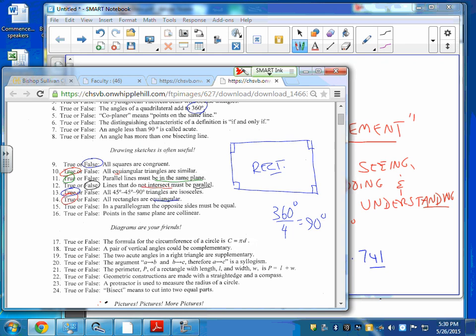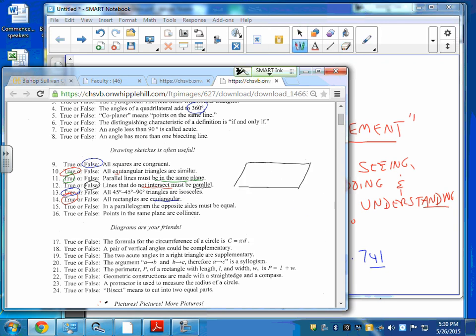In a parallelogram, the opposite sides must be equal. Let's draw a sketch of a parallelogram. Nothing special here. We want to make sure that opposite sides are parallel. We do that by indicating little lines. So now the question is, are opposite sides also equal in length? And the answer is yes. If you look at parallelograms, page 265, there's a number of different theorems about parallelograms. The definition says opposite sides are parallel. One of the theorems says that opposite sides are also equal. So yes, these guys are equal.